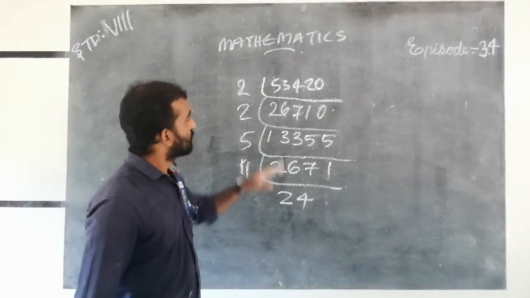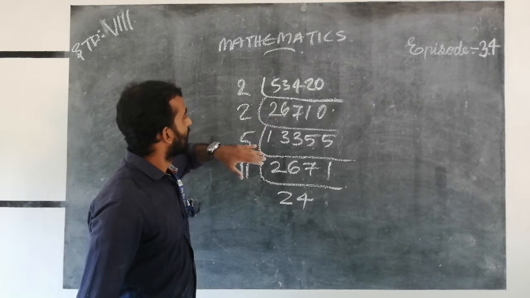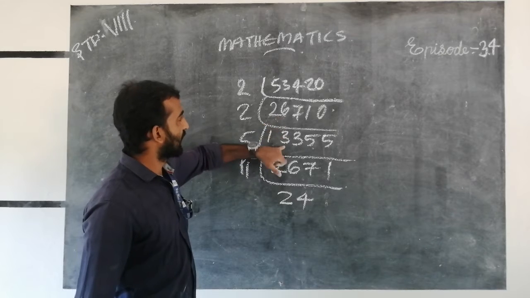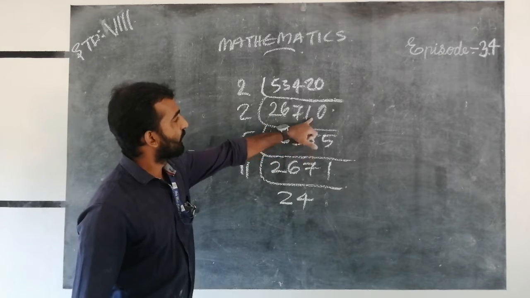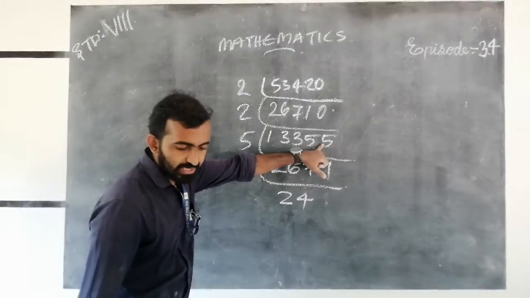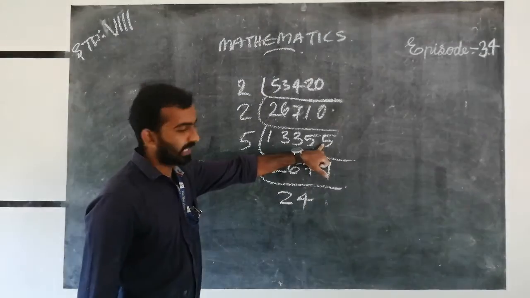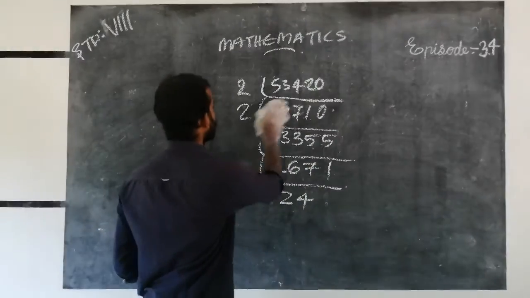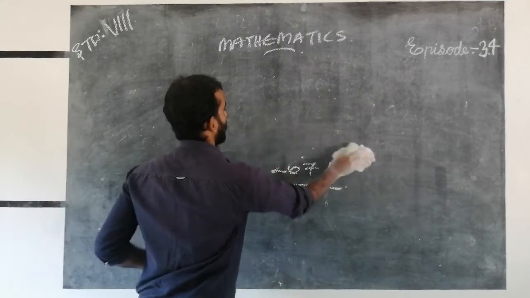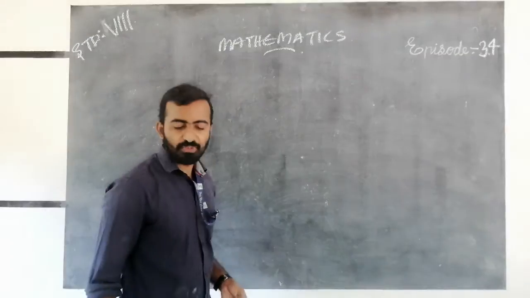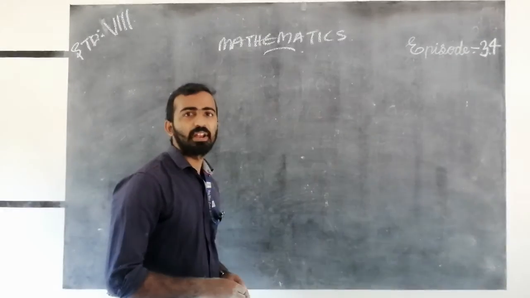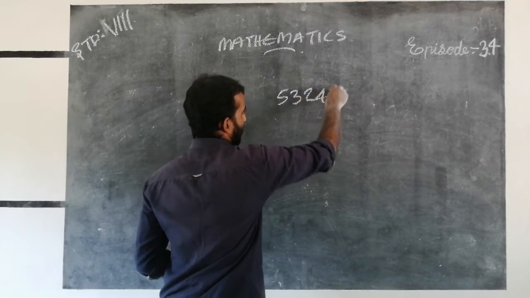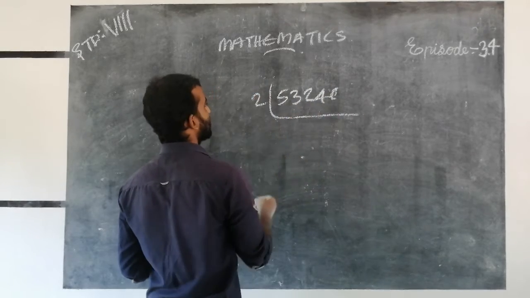We take 2 and 2. Here, when we take 2 as 1, is it? Yes, 3, 5 and 5. Is it? Yes. The question is not 50,053, the digits are interchanged. That is 53,240. We take it by factorization, 2.